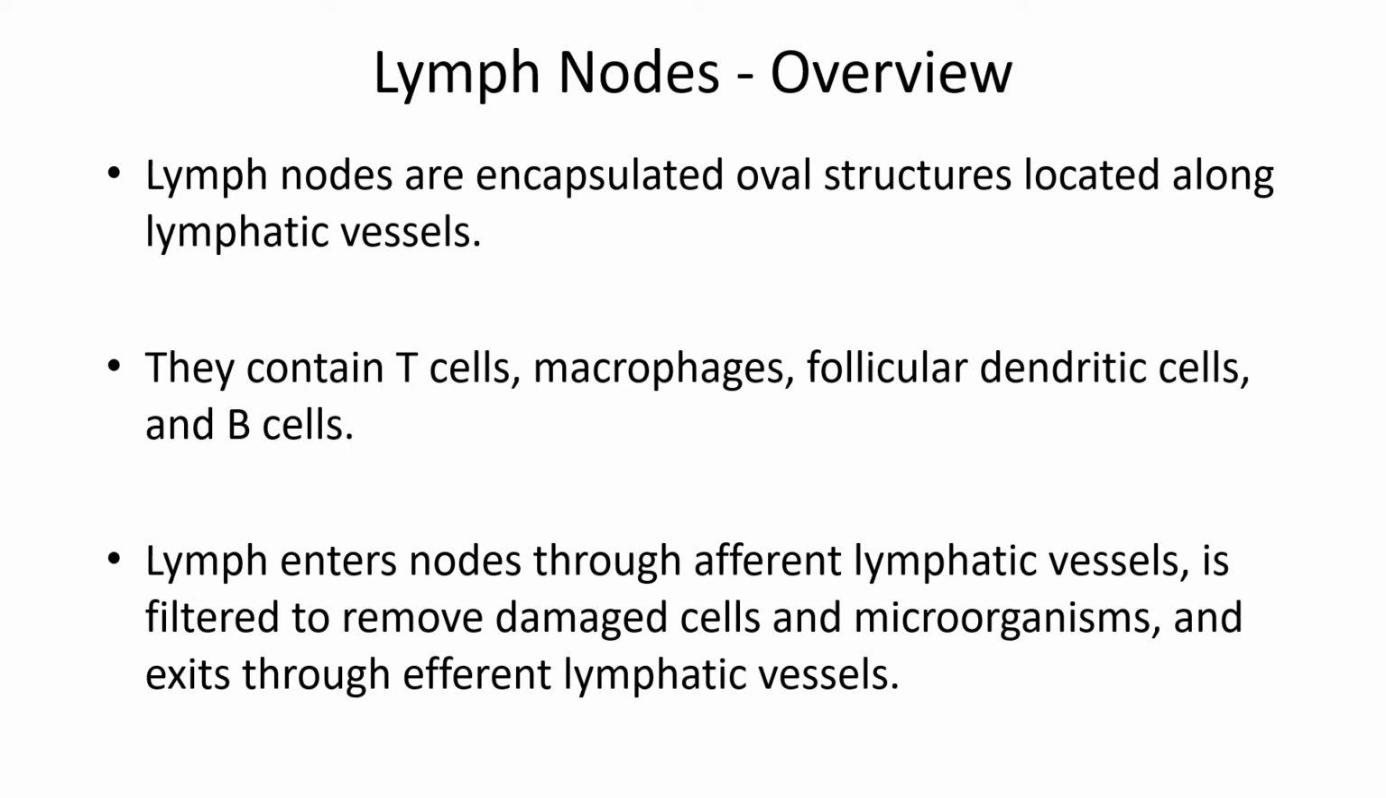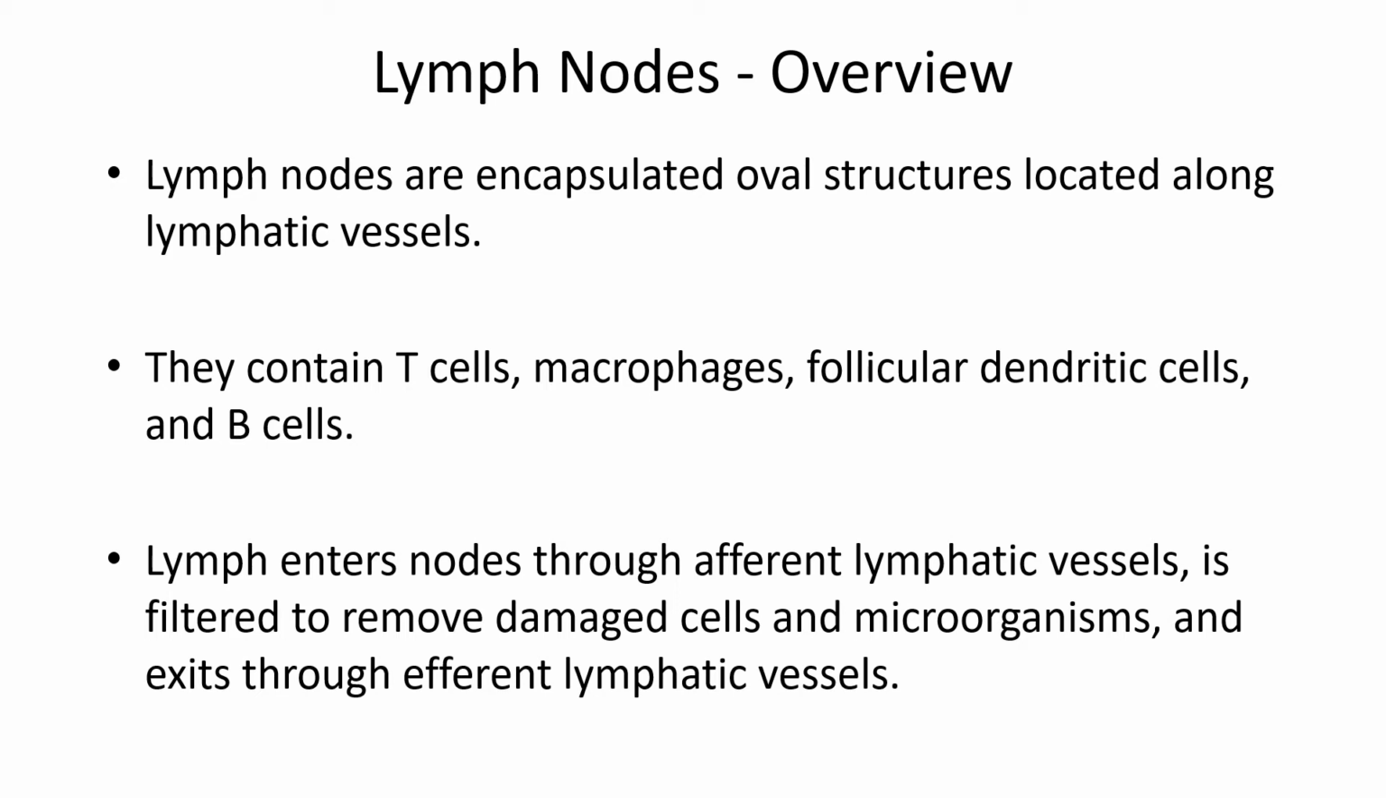Lymph nodes are encapsulated structures. They're walled off from the rest of your body by rather strong, dense connective tissue. And that makes sense because, well, there might be something rather nasty in a lymph node. It needs to be separated from surrounding tissues. Lymph nodes contain T cells, macrophages, B cells, dendritic cells, and other important cells of the immune system.